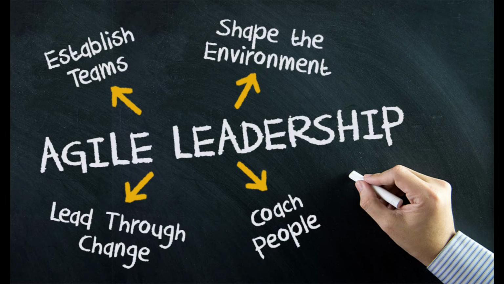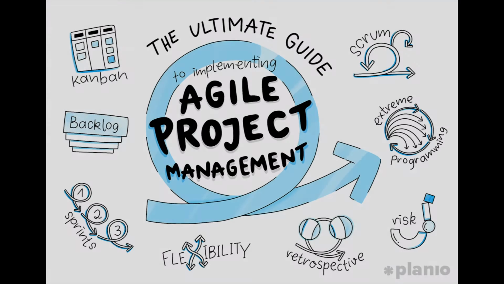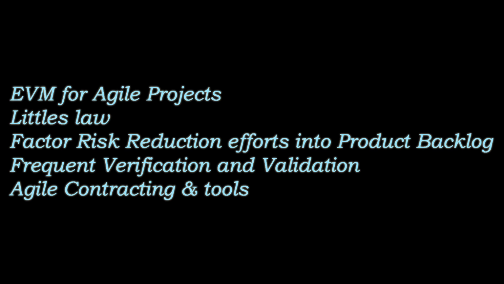In this module, you will learn the tools and techniques of maximizing business values through prioritization, incremental delivery, adjusting risk, and frequent testing and feedback. You will also learn the various low-tech, high-touch tools used in Agile projects. You will also learn the concept of Agile contracting and various types of contracts prevalent for Agile projects. Following is a list of some of the topics to be covered in this module: EVM for Agile Projects, Little's Law, factor risk reduction efforts into product backlog, frequent verification and validation, Agile contracting and tools, and much more.